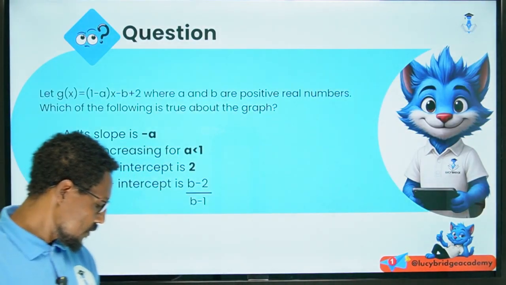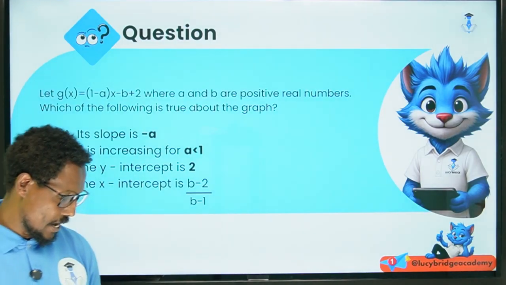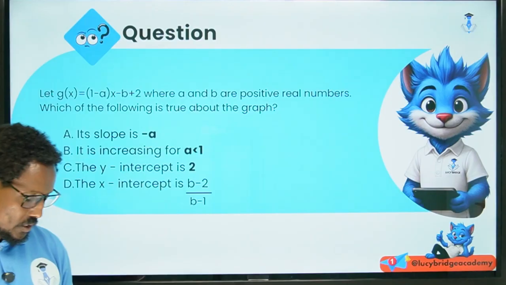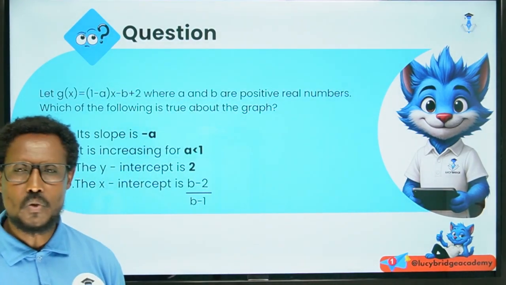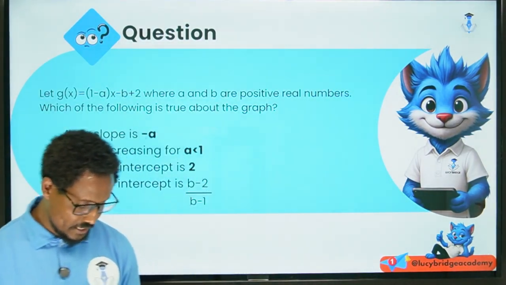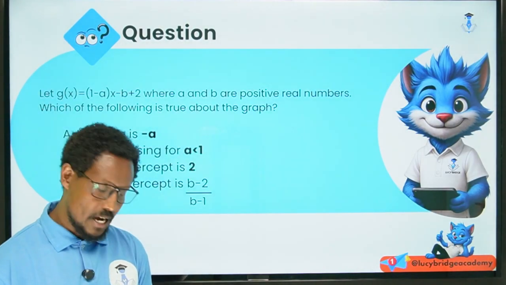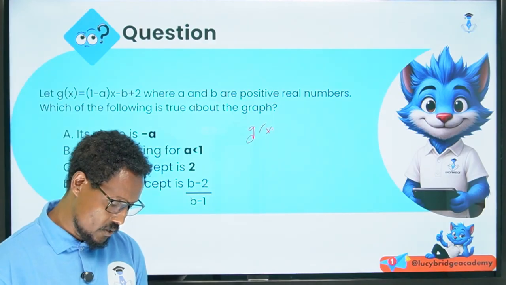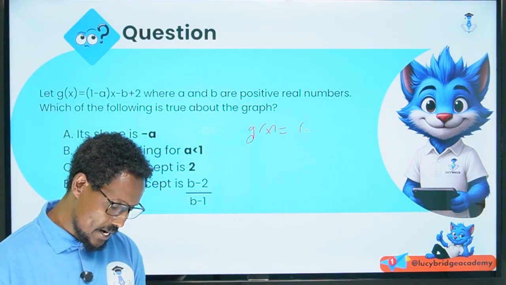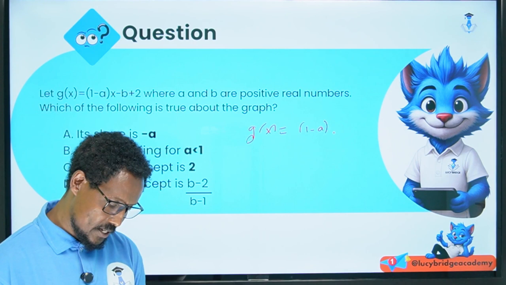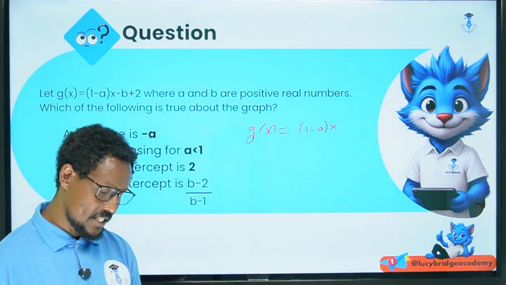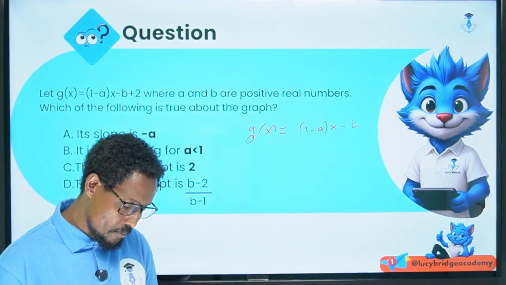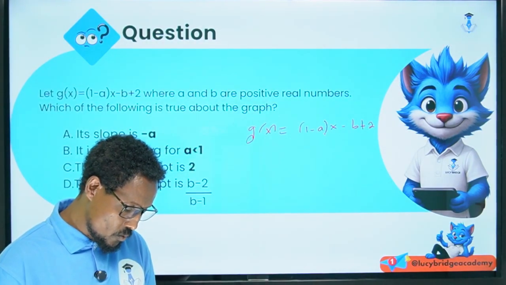Okay, let g of x is equal to 1 minus a x minus b plus 2, where a and b are positive real numbers. Which of the following is true about the given graph, right? Look, let me write down the function, g of x is equal to 1 minus ax. The coefficient of x is 1 minus a, which is slope, right? Minus b plus 2.